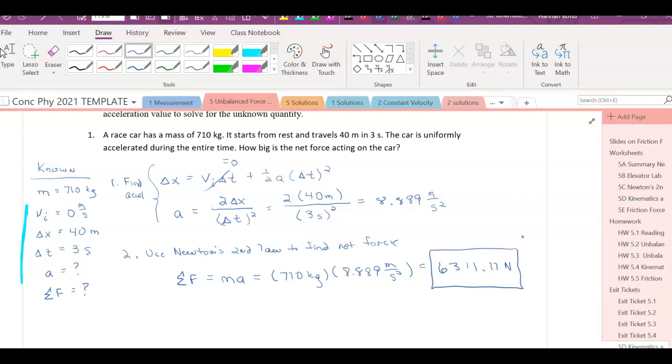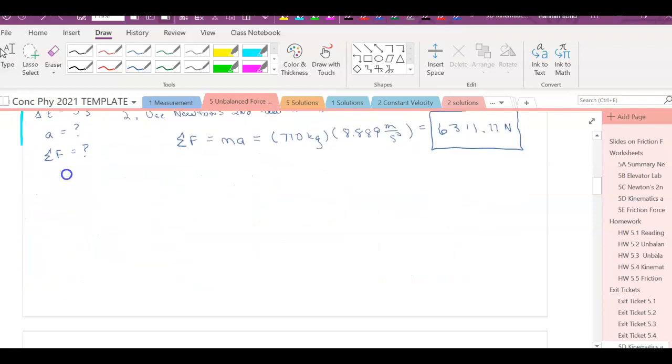So I'm just looking back at this one. Initially, I was given enough information to use a kinematic equation to find the acceleration. And then once I had the acceleration, I used Newton's second law to find the net force.